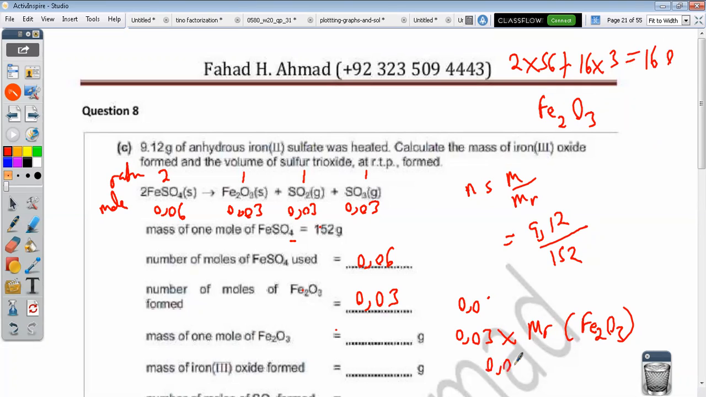So we are now saying 0.06 multiplied by 160. Sorry, 4.8 grams is the answer. Oh, sorry about that. The mass of one mole simply means MR. I didn't see that. The one we calculated there. The mass of one mole is the MR. Then the actual mass is MR times number of moles. So we get 4.8 grams all together. Make sense?